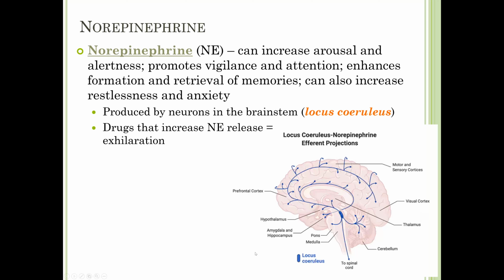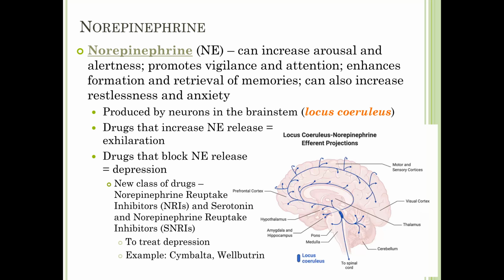So drugs that increase the release of norepinephrine within the brain lead to exhilaration. And drugs that block norepinephrine release can result in depression. So we're now finding out that norepinephrine plays a larger role in your mood than was previously thought. So now on the market, there's a new class of drugs called norepinephrine reuptake inhibitors, NRIs, and also combination serotonin and norepinephrine reuptake inhibitors, or SNRIs. And these are both drugs that are also used to treat depression. Cymbalta is an example SNRI, and Wellbutrin is an example NRI.